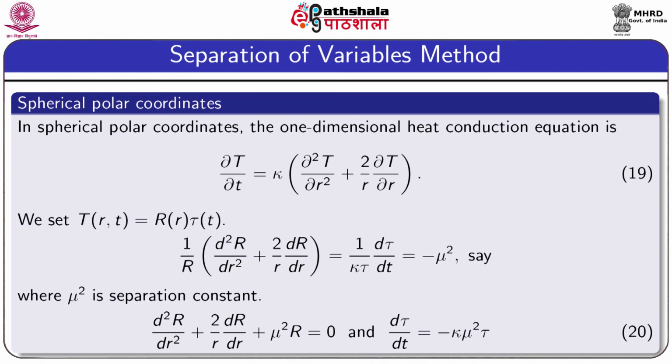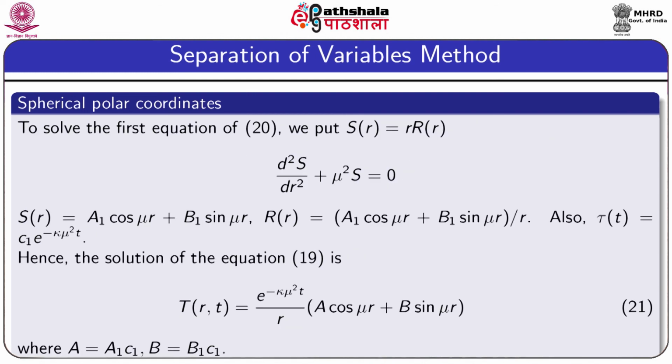Let mu square be the separation constant. So, equating to mu square, the R equation becomes d2R dr square plus 2 by r dR dr plus mu square R equals 0, and the tau equation becomes d tau dt equals minus kappa mu square tau. It is easy to find the solution of the tau equation. This is the exponential function. So, the solution can be written as tau equals C1 e to the power minus kappa mu square t.